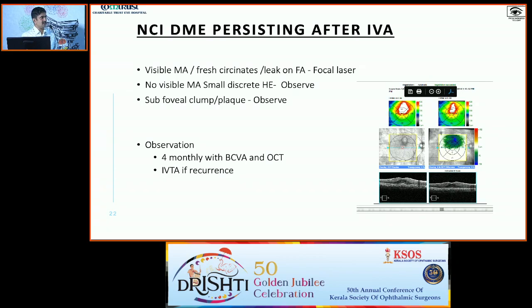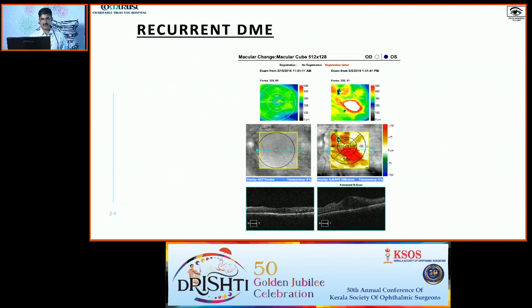And this is another scenario very commonly which we face. We have treated the patient, there was a good response, but at one point it's not responding further, and there is some residual macular edema. Here you have to look whether there is any microaneurysm visible clinically, or any fresh circinate exudates, or a leak on fluorescein angiography. If any of these are present, you can treat them with focal laser and stop treatment. Also stop treatment, don't treat further, if there is a subfoveal clump or plaque under the fovea.